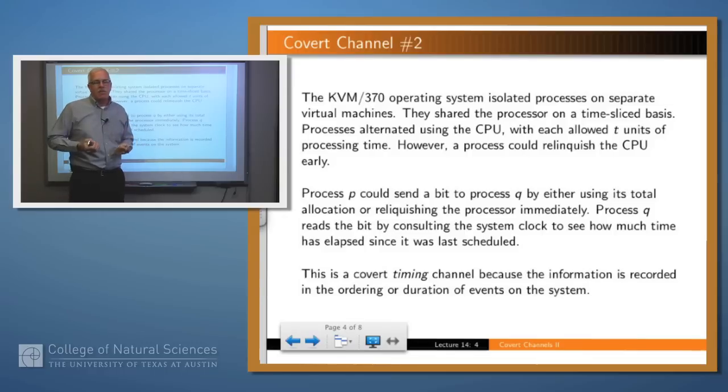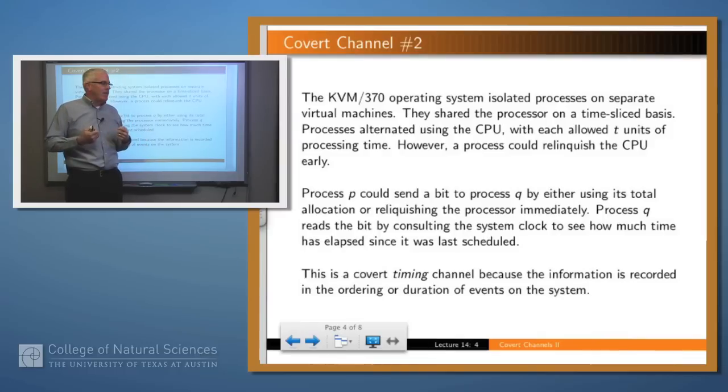Well, how can you use that for a covert channel? Well, Q can observe how long it's been since he was last scheduled. Is it T units or is it 1 unit? How does he do that? Well, he just looks at the clock on the wall and notes when he relinquishes the processor and when he gains it again. And if that interim varies, then P can use that to send information to Q.